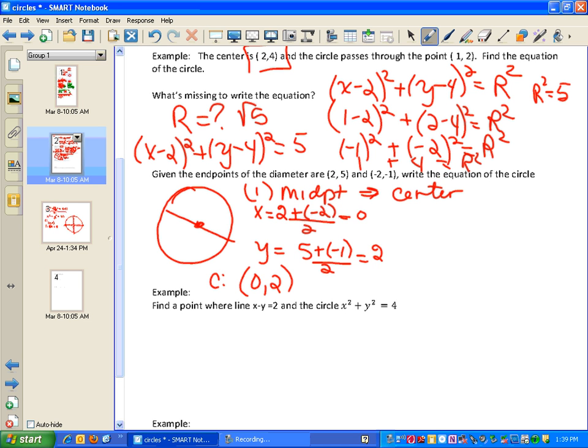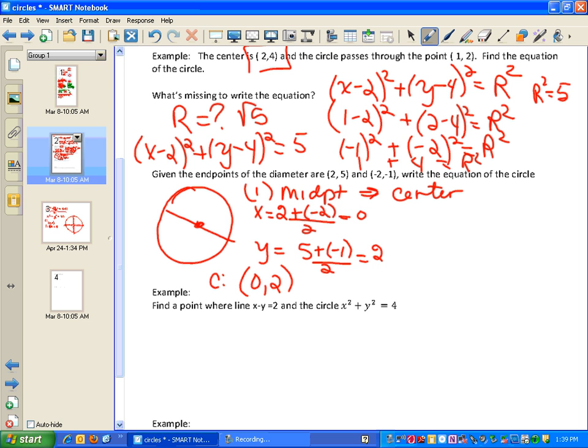What did I just do here? I add and divide by 2. Midpoint is an average. You add your x's, divide by 2. You add your y's, divide by 2. You cannot forget these very basic formulas. They are all over the ACT and SAT.